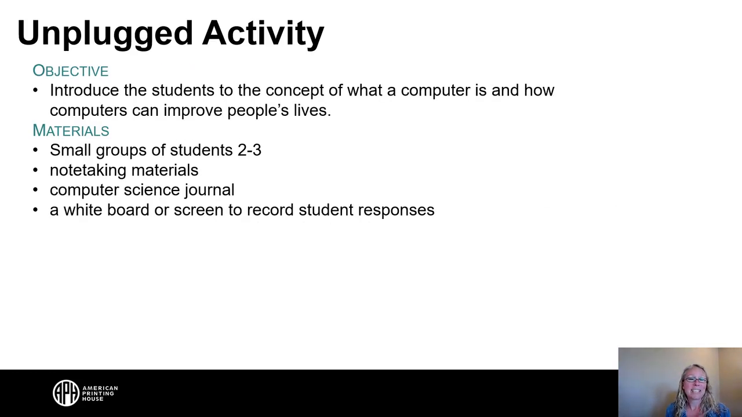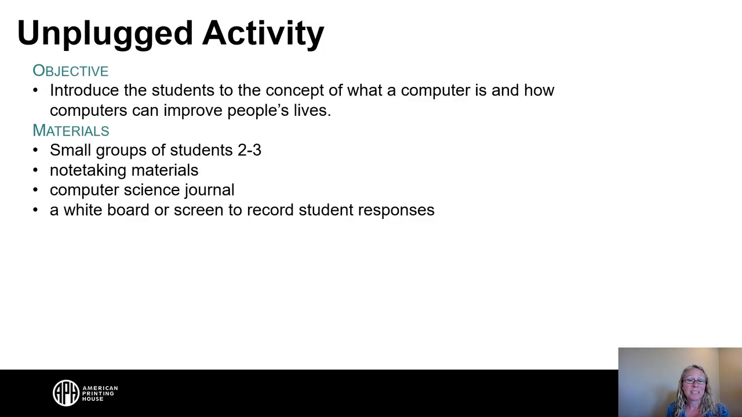The first part of this activity is an unplugged activity. The objective of this section is to introduce students to the concept of what a basic computer is and how it can improve other people's lives. Students will be working in small groups. If it works in your classroom to have 2 or 3 students together, that's an ideal number. They'll need some type of note-taking materials, possibly a computer science journal, and maybe a whiteboard or a screen where you can record their responses together.